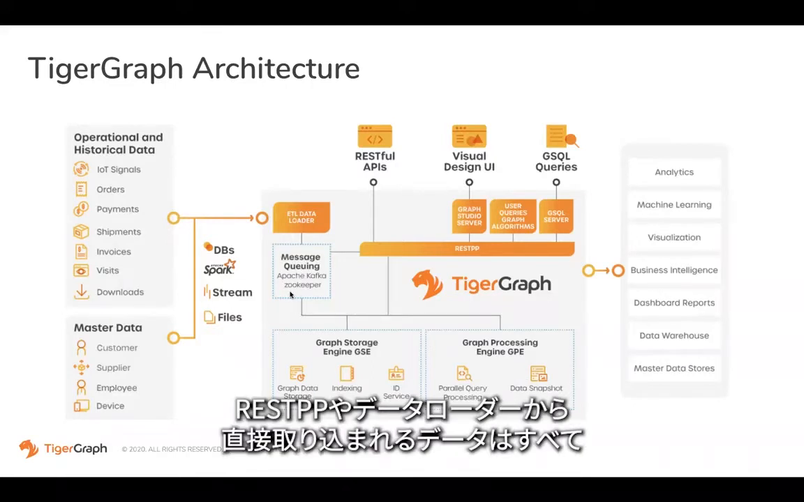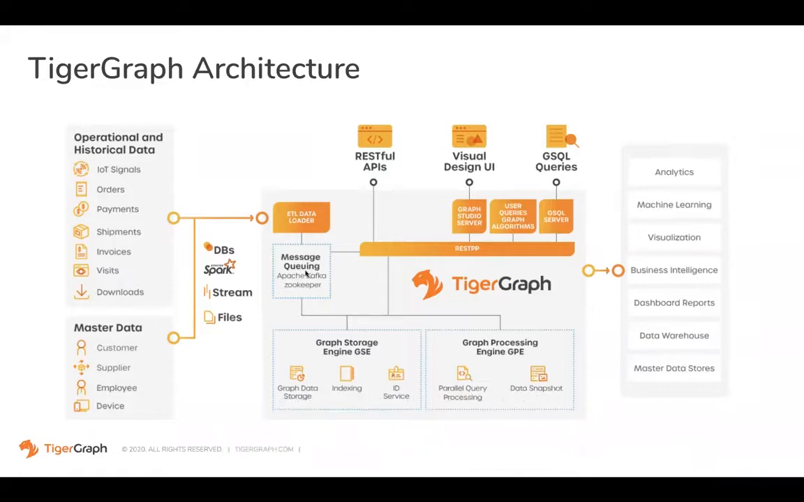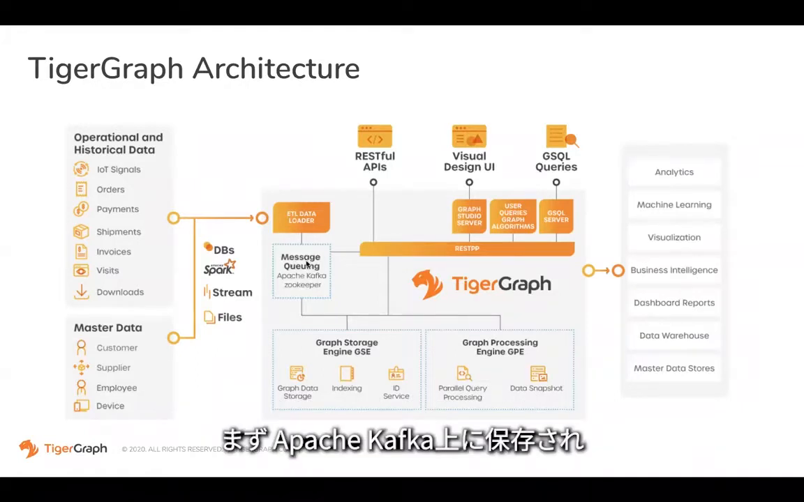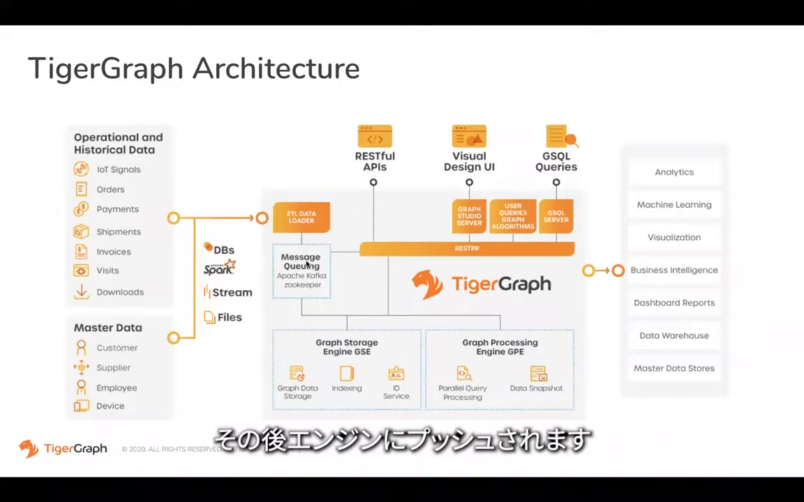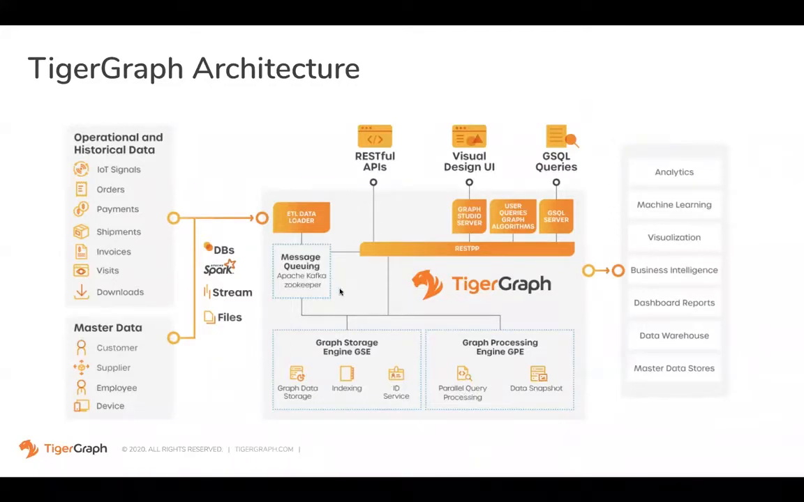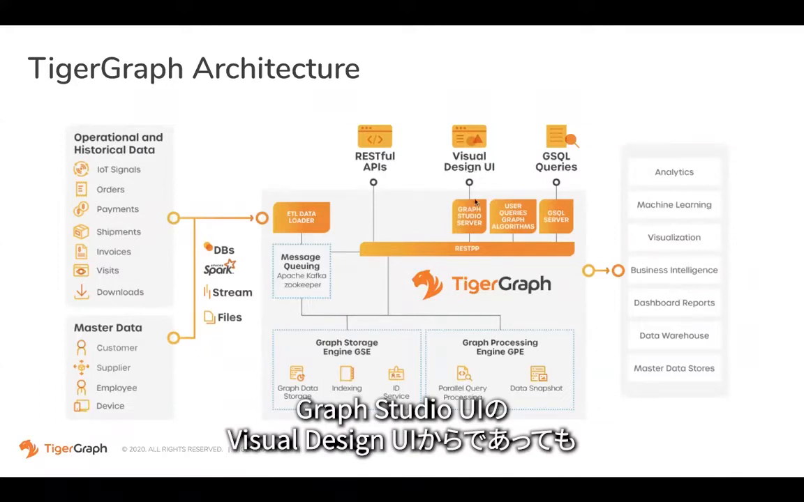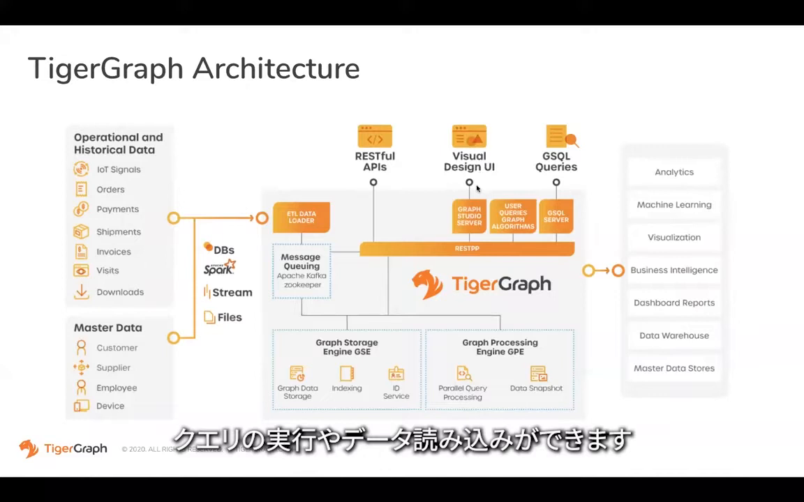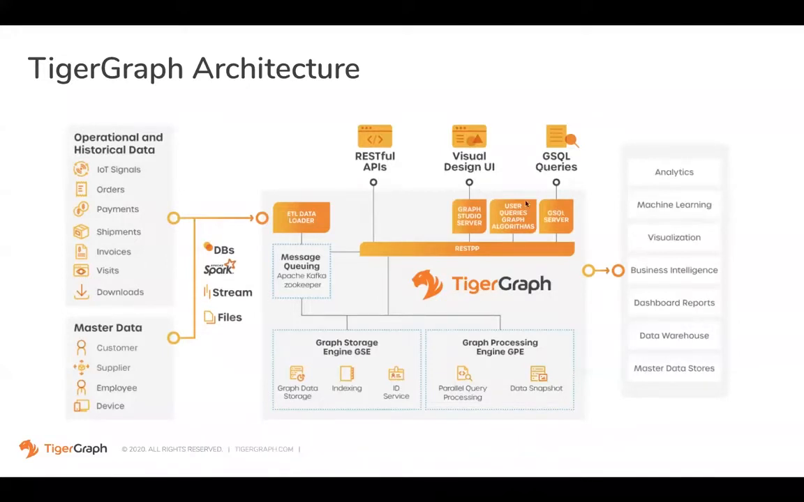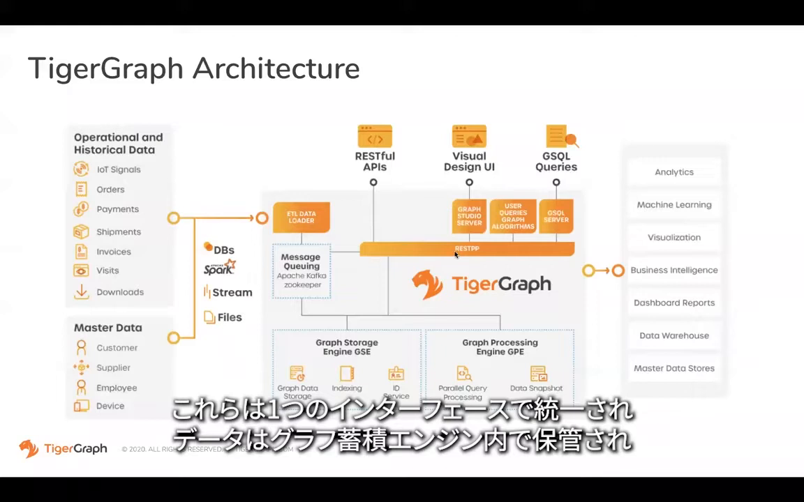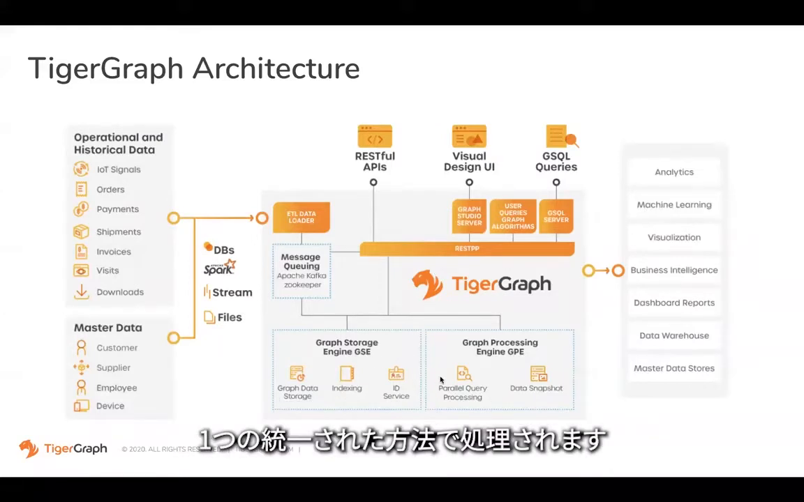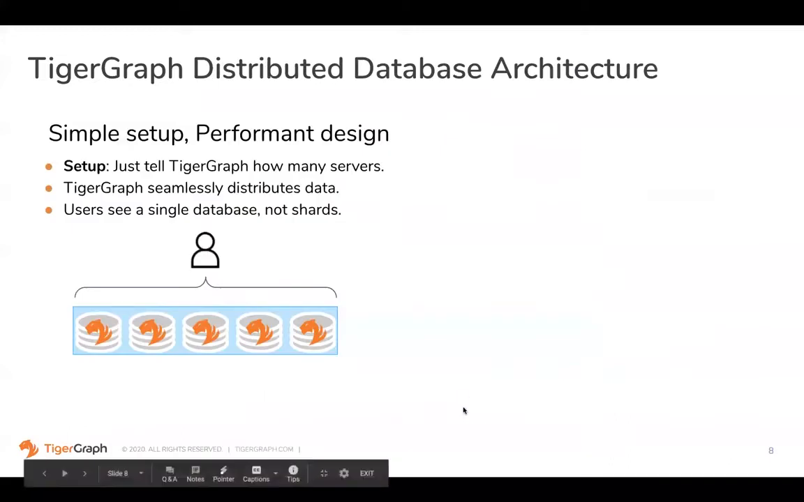Any data that comes in, either through RESTPP or directly through the data loaders, is first stored on Apache Kafka for persistence before we push it to the engine. So in a way, no matter what your input mechanism is, either through REST API or the visual UI, which is the Graph Studio UI that allows you to run queries and bring in data, as well as GSQL, all of them are unified through one interface, and the data is stored in the graph storage engine, and processing happens in a single unified way.